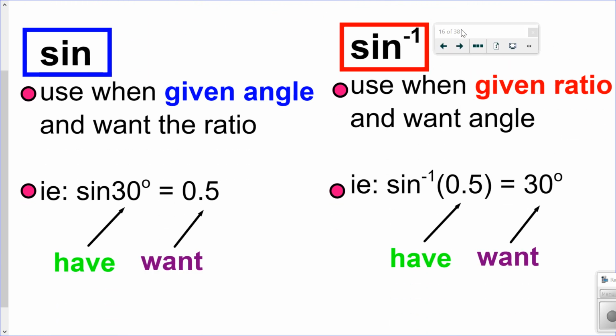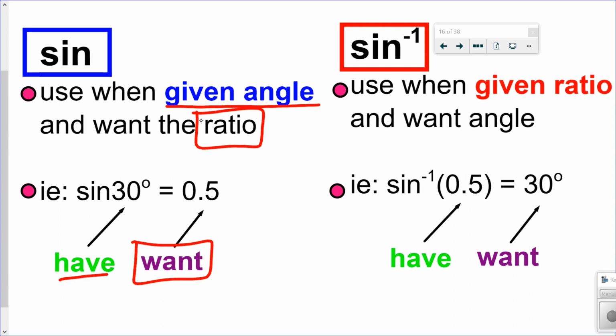So the biggest thing that I can tell you about your calculator is when to use what button. So you have the buttons that are sine, cosine, and tangent. Those buttons are used when we have the angle, we're given the angle, and we want the ratio. Well, that's not what we're dealing with. We want the reference angle.